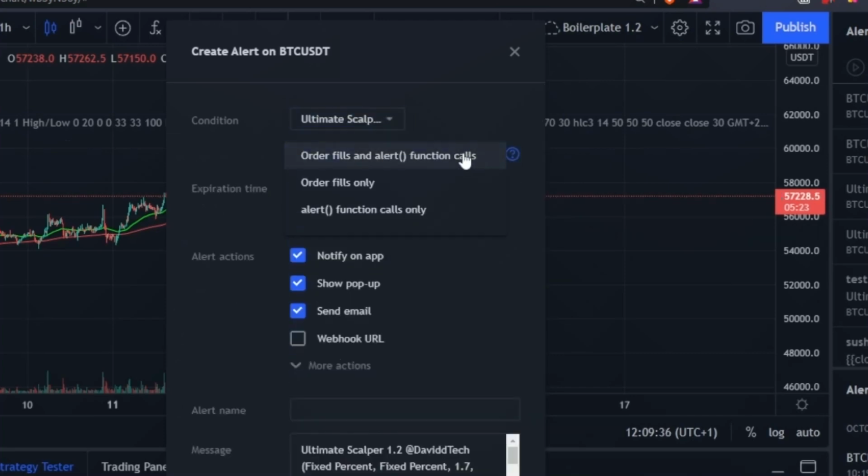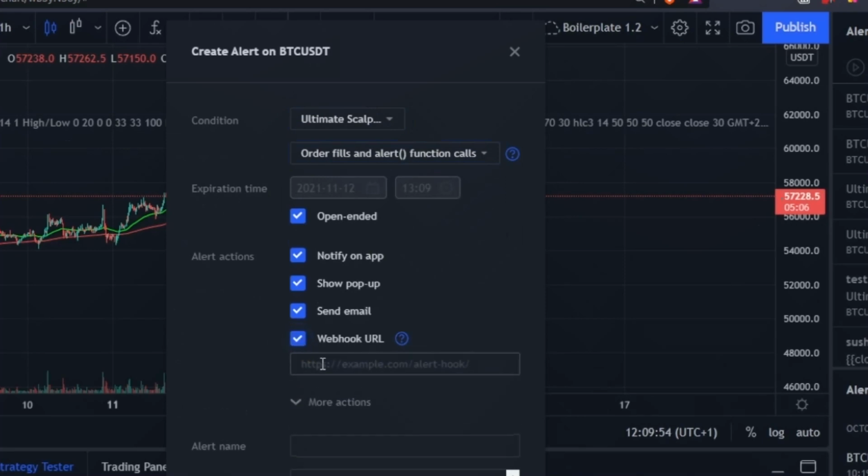Now I leave it on this. Sometimes some people say that it actually alerts twice. It doesn't matter on ByBit, but if you don't want that, you can either choose alerts here, so order fields and alerts function call. Now we go to the webhook URL here and we check that button, and we add the URL that we just copied from ByBit. Now make sure it's complete.